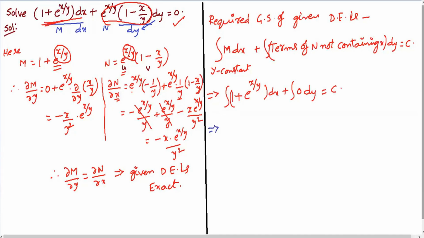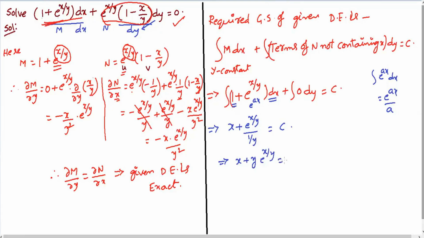Now what is the integral of 1 dx? The integral of 1 dx is simply x, plus it is in the form of e^(ax). What is the integration of e^(ax)? Already we know that it is e^(ax)/a, where we write the coefficient of x in the denominator, which is a. In the similar way, for e^(x/y), in the denominator we should write the coefficient of x, which is 1/y, equal to c. So this can be written as x + y e^(x/y) = c because the denominator goes to the numerator. In this way, we can get the general solution of the given equation.